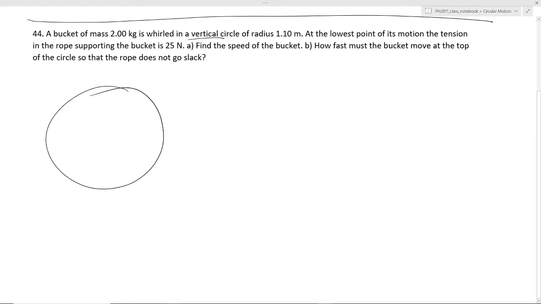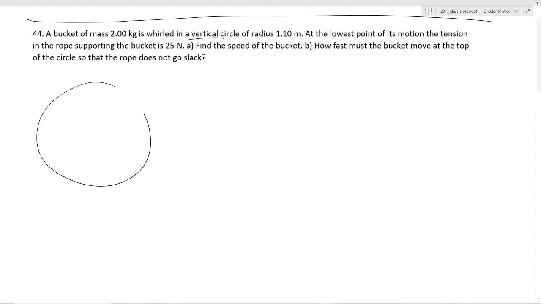So we have a bucket. Instead of a circle overhead, we have a vertical circle. We have this bucket, and we're interested both in the lowest point as well as the top. So we have a bucket spinning around in a vertical circle, with two different spots where we're interested in what's going on: the top and the bottom.